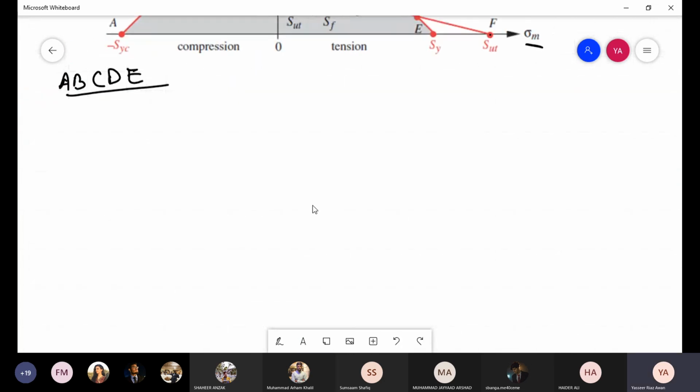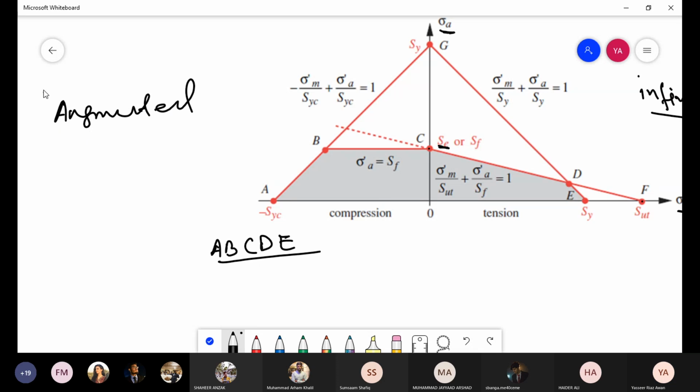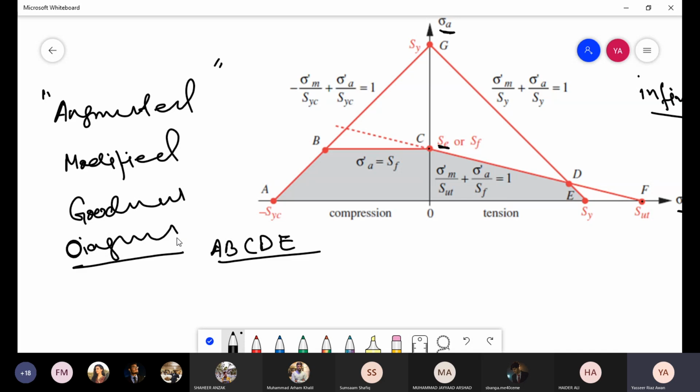Okay, and by the way, this diagram is called the augmented modified Goodman diagram. Augmented means that we have extended this to the compressive side.